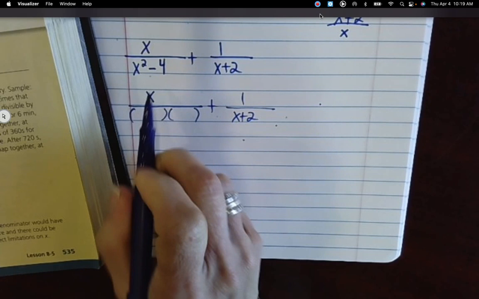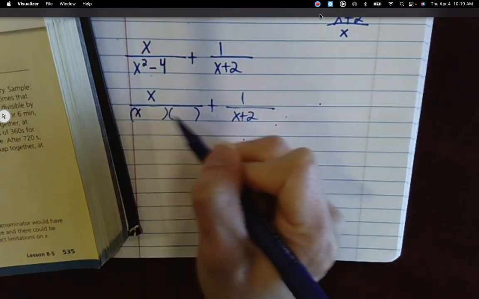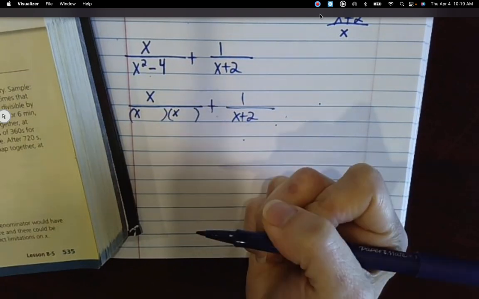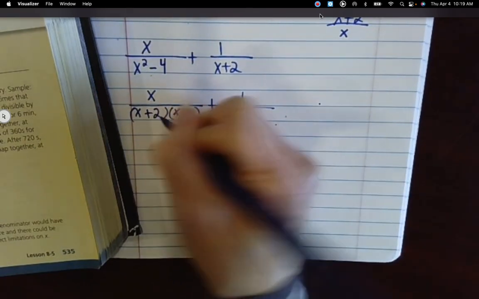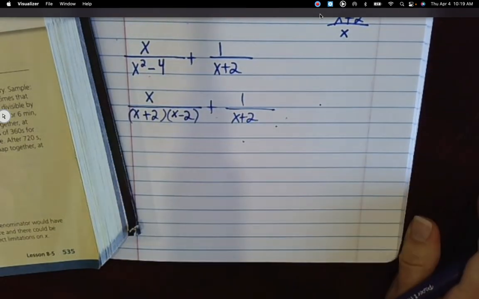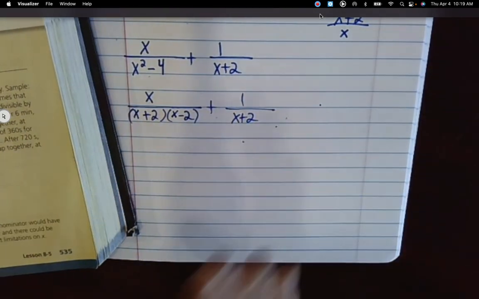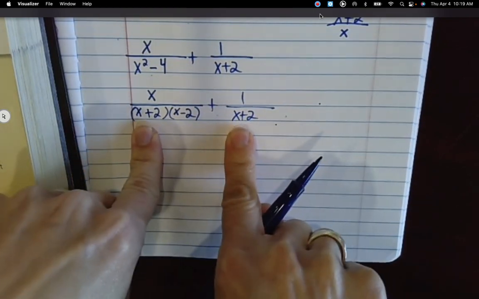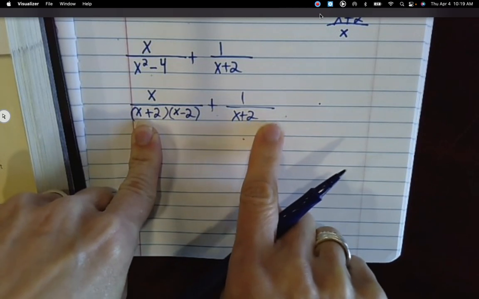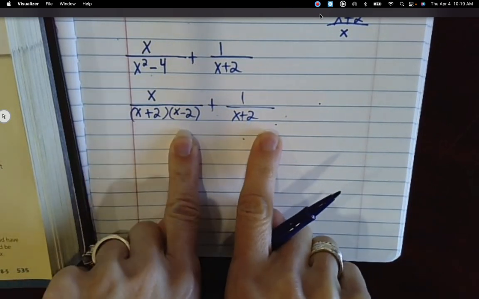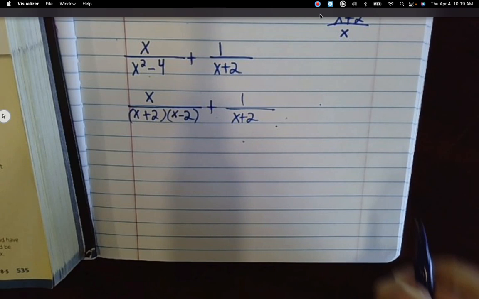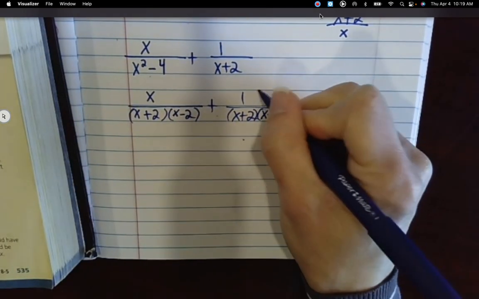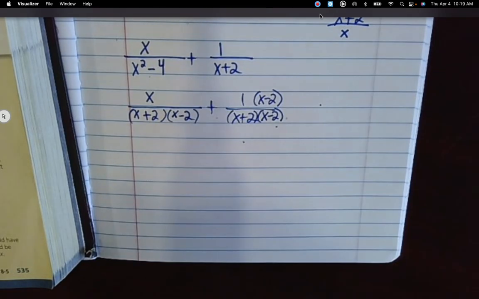A difference of squares, so it's x and x, and then what are the two numbers? They multiply to -4. Yep, a +2 and a -2. Is everybody good with that? So, before I can add them together, they have to match. They both have x plus 2. So what do they need? What does this one need? An x minus 2. So I will multiply the bottom and the top by the x minus 2.